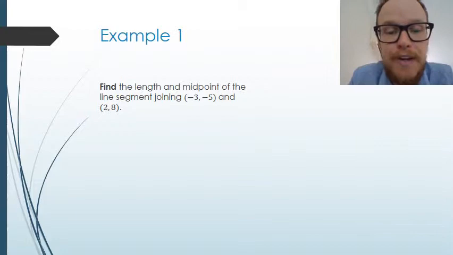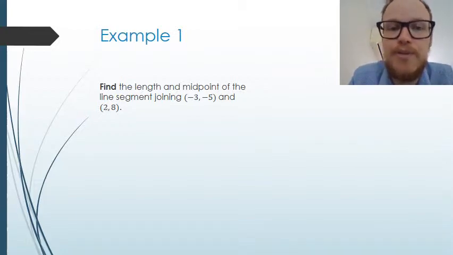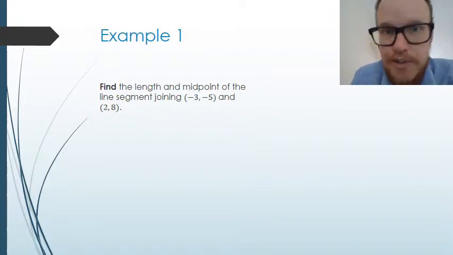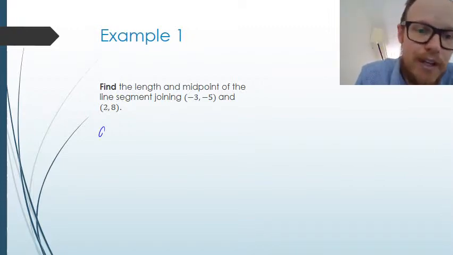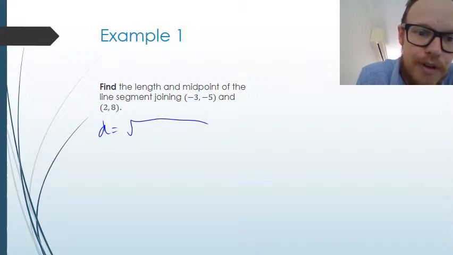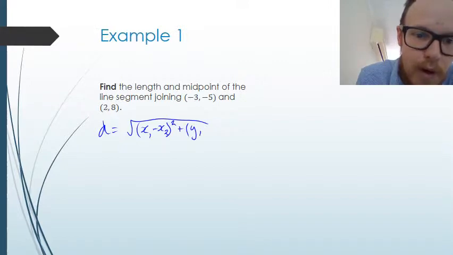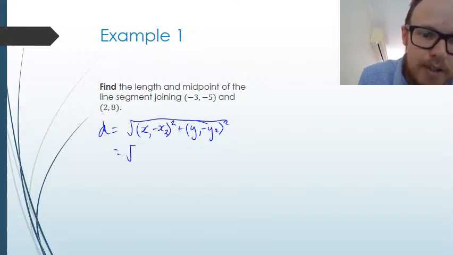So let's look at our first example here, finding the length and midpoint of a line segment joining these 2 points. Let's find the length first. Write down our formula, always write down the formula: square root of (x1 minus x2) squared plus (y1 minus y2) squared. So substitute our values in.